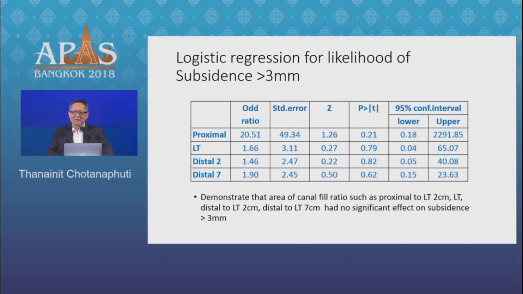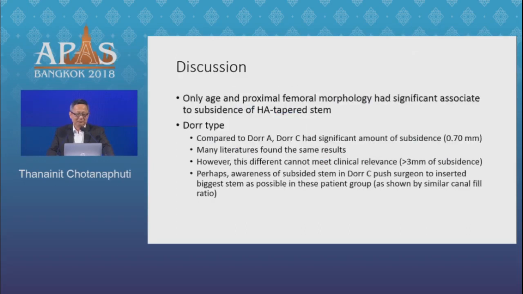If we did not find any difference for the canal fill ratio. So for our discussion, when we consider only the subsidence, the proximal femoral morphology has a factor related to the subsidence. Dorr type C has a significant amount of subsidence, significantly, but just only 0.7 millimeter, as they have shown in the many literature.